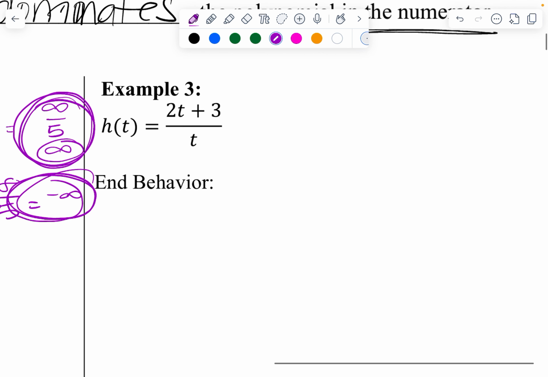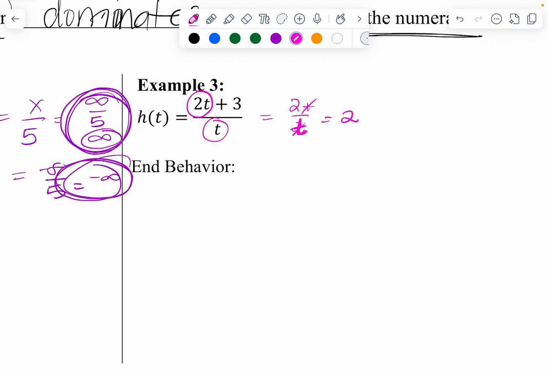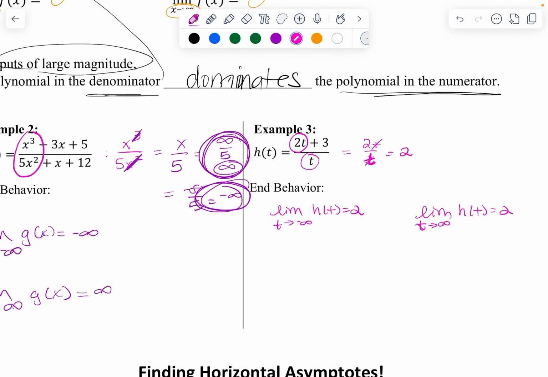Okay, let's look at this next one. Again, we're looking at the biggest term on the top over the biggest term on the bottom: 2t over t. These t's cancel, and I'm just looking at 2. This tells me we have a constant for our end behavior: the limit as t approaches negative infinity of h of t equals 2, and the limit as t approaches positive infinity of h of t also approaches 2. This also tells me there's a horizontal asymptote.